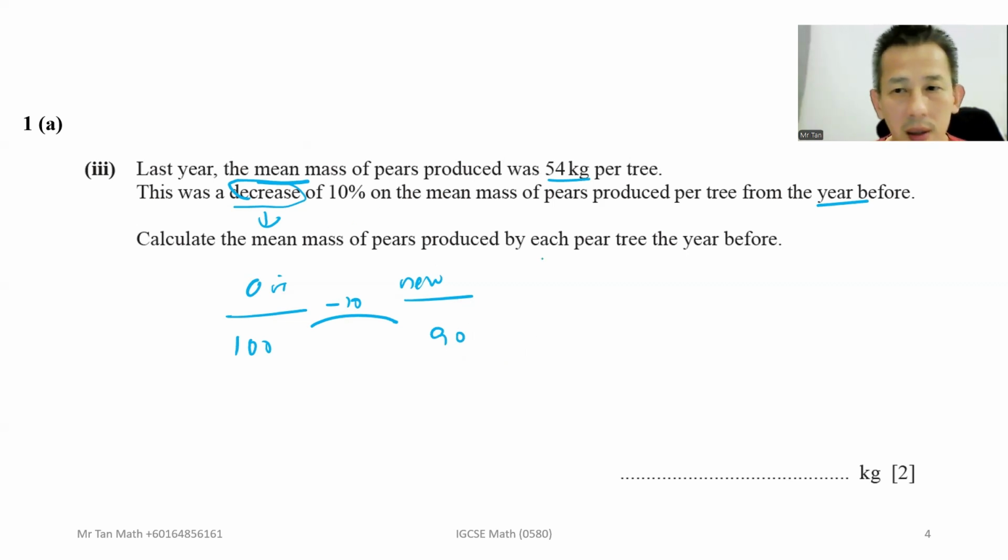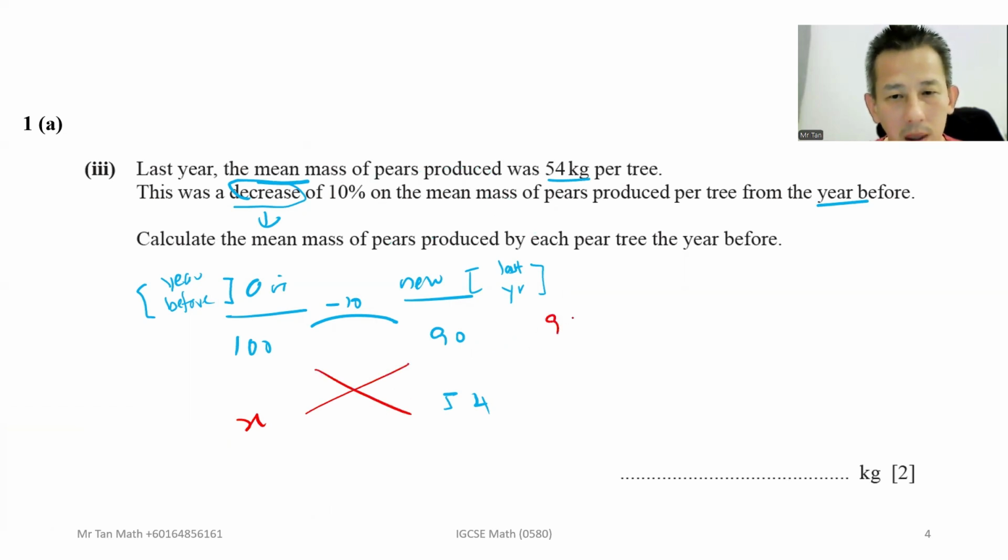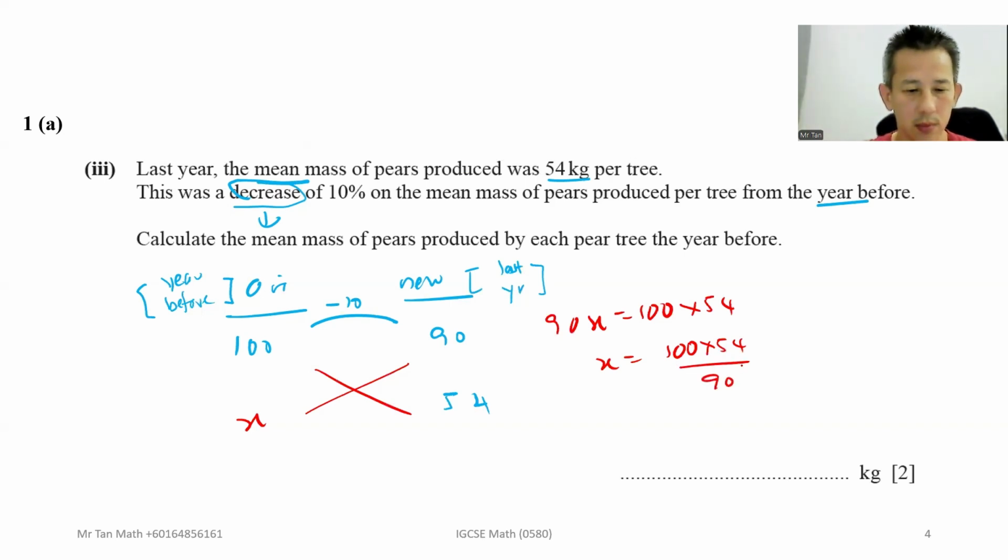The original is the year before, and the new is the last year. So it's 90%, and the pears produced is 54 kg. So you just use cross multiply with the ratio method. This is your unknown. Cross multiply, you get 90x equal to 100 times 54. Therefore, x equals 100 times 54 divided by 90. You should get 60 kg.